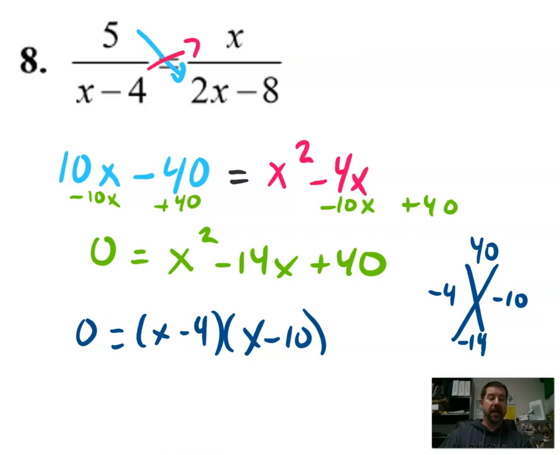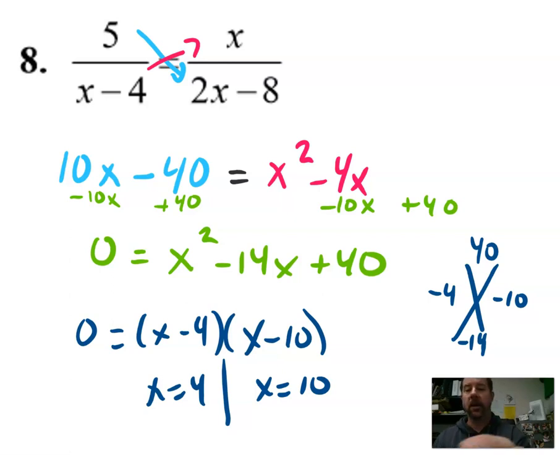And now we have an easy trinomial, so I'm going to go ahead and factor that. Things that multiply together to give you 40 and add together to give you negative 14 are negative 4 and negative 10. Set those up in factored form and set equal to 0. And so I get x equals 4 and x equals 10. And now again, I need to check my answers in the bottom. If I plug in 4 here, 4 minus 4 is 0. That is bad.